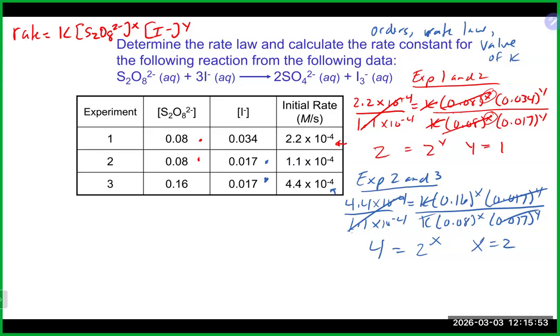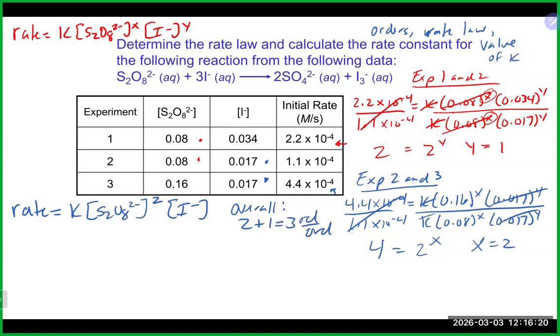Any questions on that so far? Now that we have both orders, we can write the completed rate law here. The rate would equal k times the concentration of S2O8 2 minus, squared, and I minus. That means in this particular case, the overall order for this reaction is, yep, third order. 2 plus 1 gives us a third order reaction.